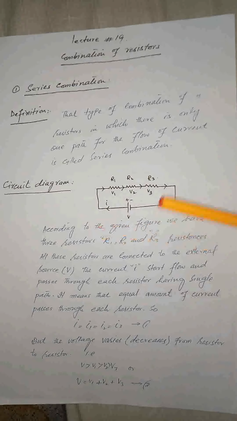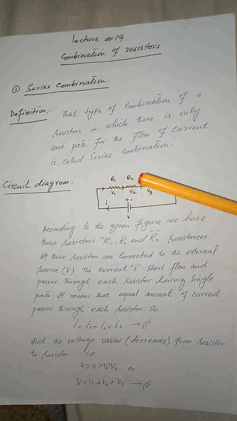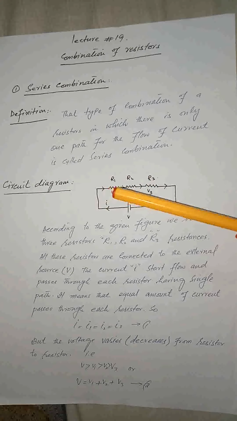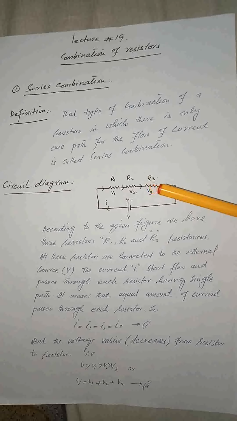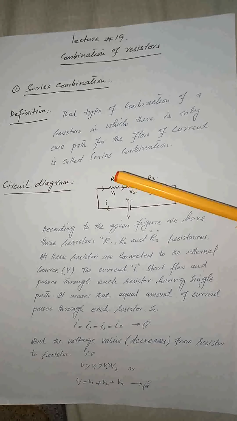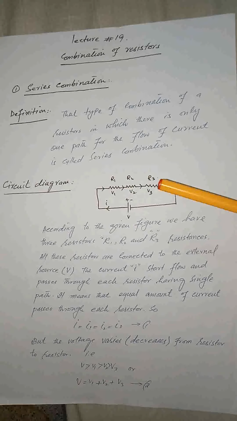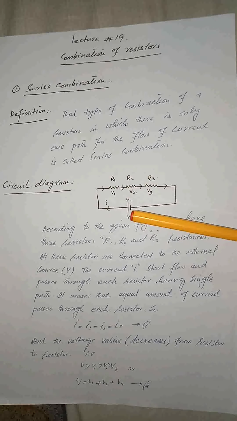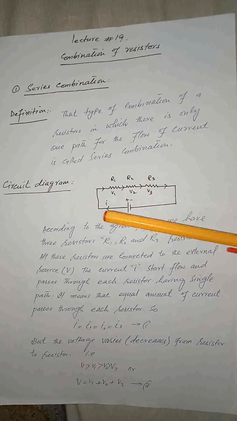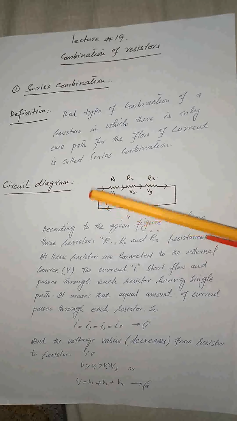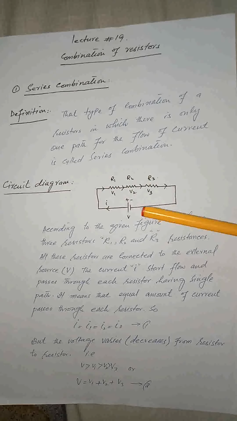Circuit diagram: we have three resistors R1, R2 and R3. These resistors are connected with each other. The resistance of the first resistor is R1, second R2 and third R3, and these resistors are connected to the external source or voltage V. The current will flow in this direction because current always flows from higher potential towards the low potential.